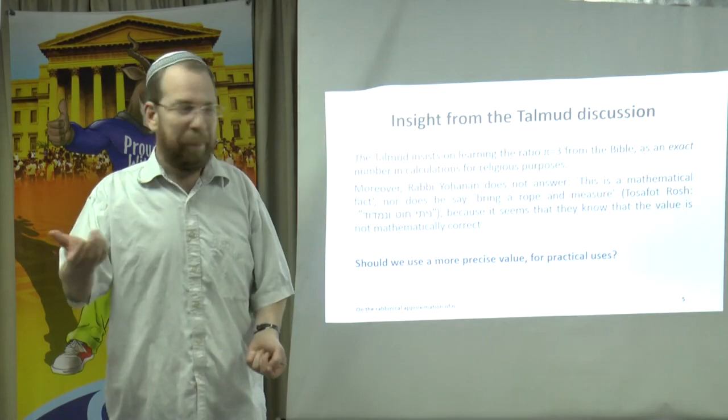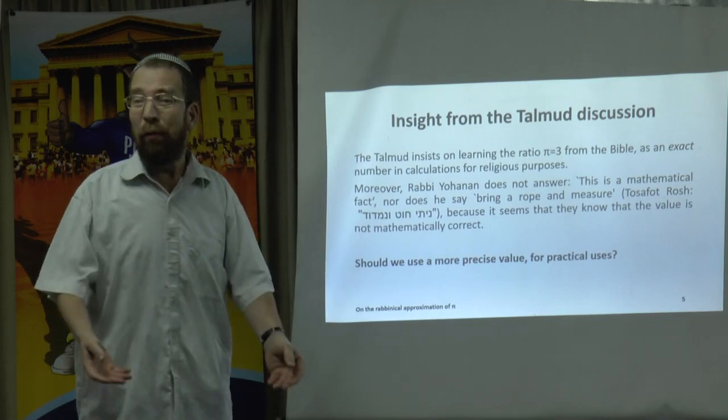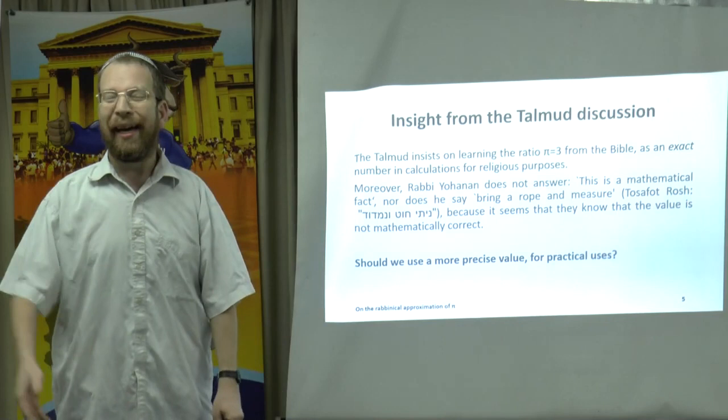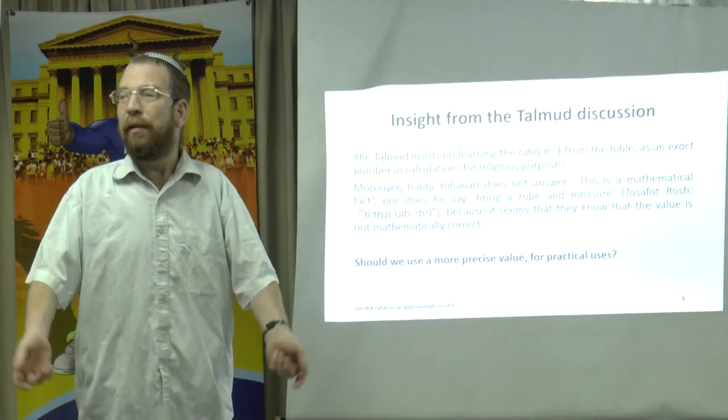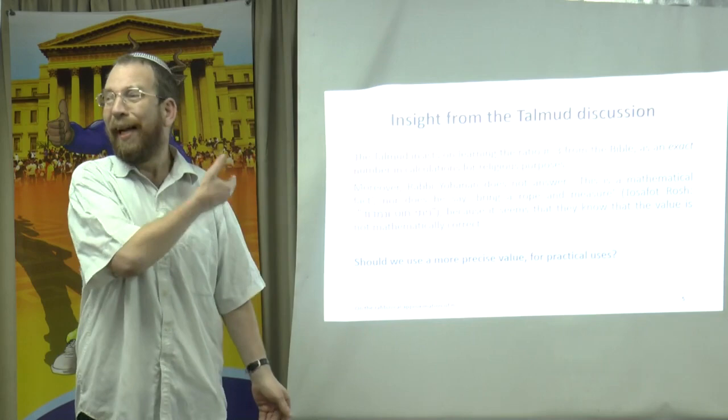So the next question is, should we use a more precise value for practical use? When we have to construct, for example, a round sukkah or a round house, do we need to go according to the exact value of pi? Or can we use the pi in the Bible and in the Mishnah?